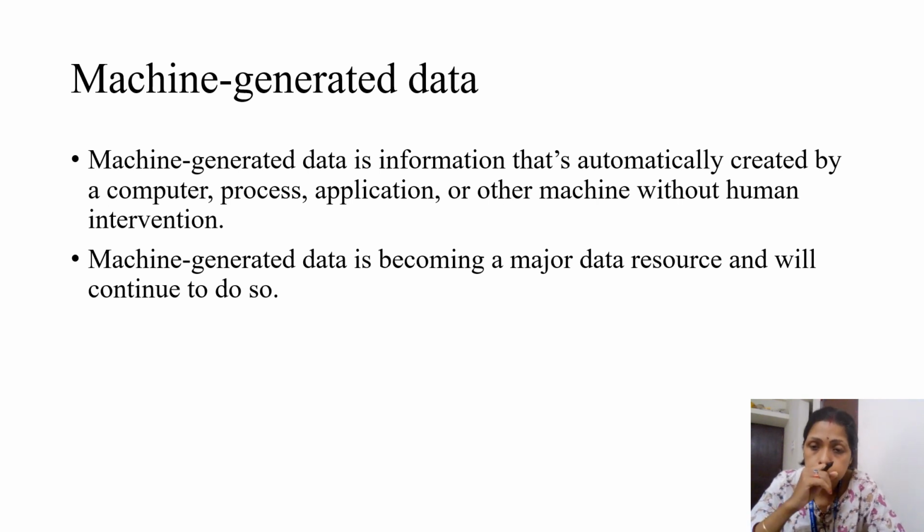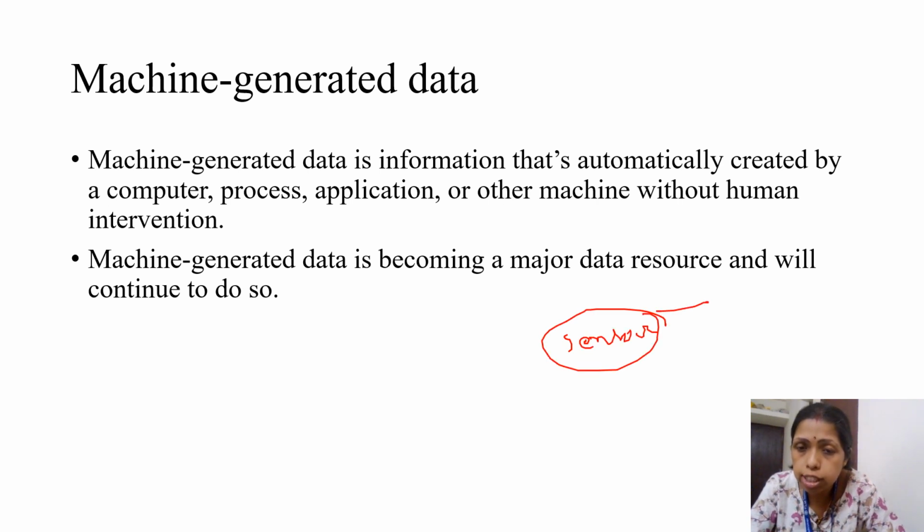Machine generated data. Suppose there is one sensor, and from the sensor you are taking the temperature data. Those data you are collecting are coming from various machines. This is the machine generated data.